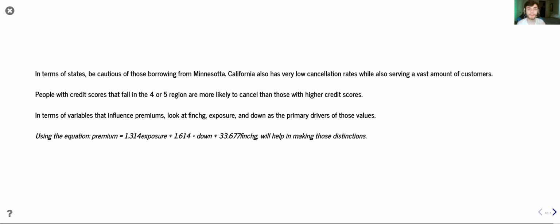People with credit scores in the 4 to 5 region, you should be more wary moving forward, as they're more likely to cancel given the credit scores. In terms of variables that influence premiums, we can look at finance charges, exposure, and the down payments as the primary drivers using the equation that we have below. We can input that data to find the distinctions in premiums, and we can predict it using that.